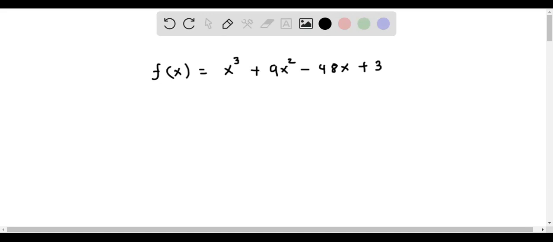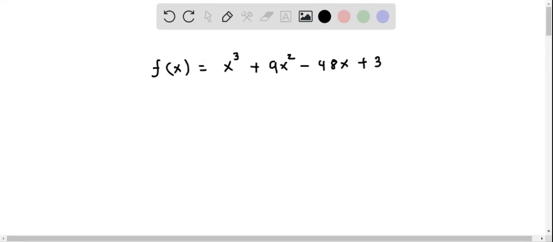We now find the positive critical number of this function f of x equals x cubed plus 9x squared minus 48x plus 3. So to find the critical number of this function, we set up the equation that is f prime of x equals 0. The f prime of x basically represents the first derivative of the function f of x. And then we have to solve for x from this equation.